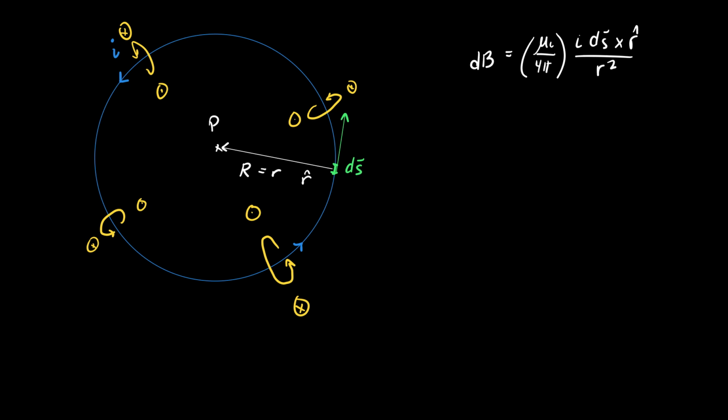Now, the three-finger rule should agree with our curl rule. Our three-finger rule, if you'll remember, is to take your pointer finger, point in the direction of ds, and then roll your wrist until your middle finger is in the direction of r. That tells me that my magnetic field will be out of the board at point P at the center, which is what we predicted with our curl rule anyways.